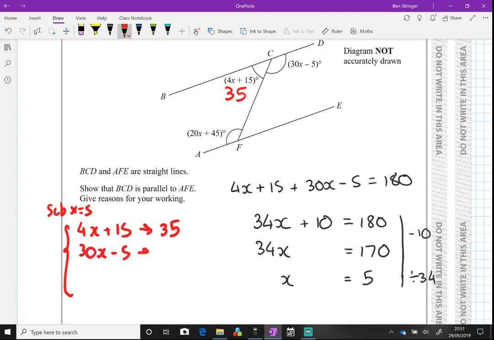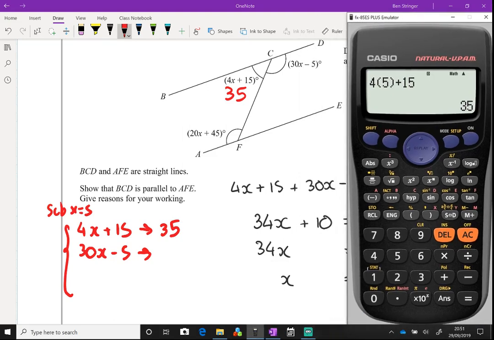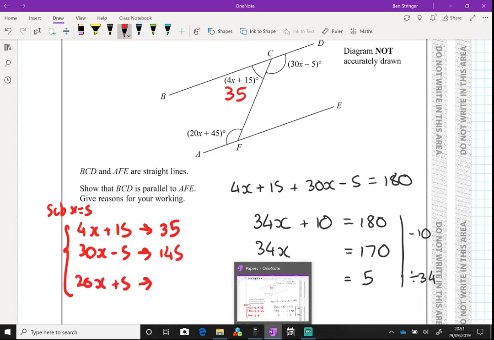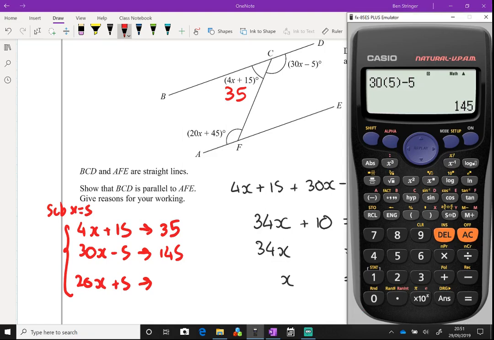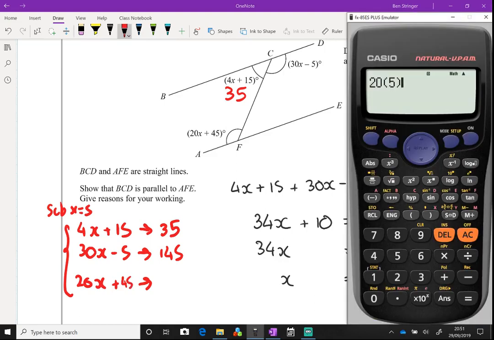30x minus 5 presumably is 145 because they add up to make 180. Let's check though. 30 times 5, take away 5, 145, and 20x plus 5 should be 105 because 20 times 5, add 5. I'll put it in brackets, I do prefer that personally. Oh, it's add 45. That would have been weird because then they wouldn't have been the same. Always be careful when you're copying things from diagrams to your own statements.